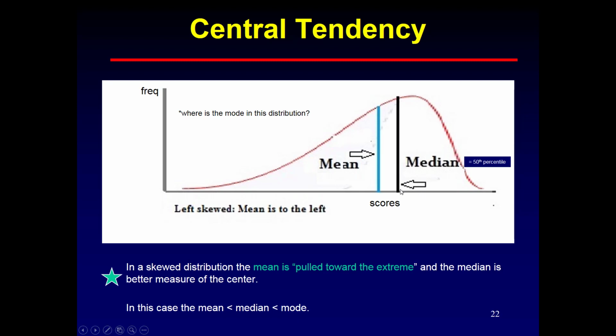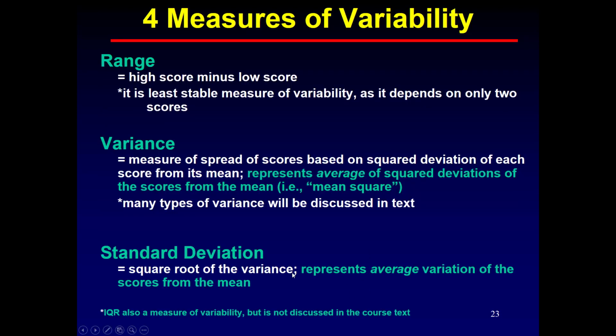The median is the 50th percentile. Half of the scores are to the left and half of the scores are to the right. So by looking at the shape of the distribution, you can get an idea of where the mode is, where the median is, and where the mean is. Okay? Remember that the mean is pulled to the extreme.